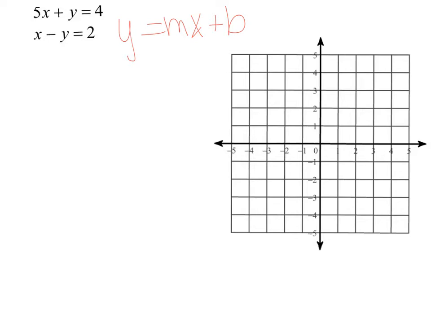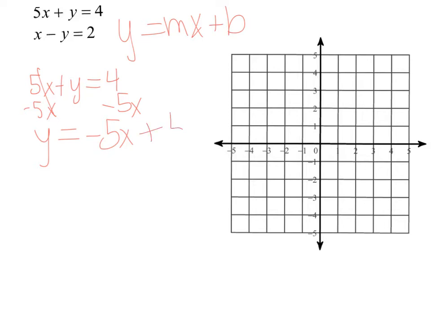So for the first one, I have 5x plus y is equal to 4. This one isn't too hard. All I have to do is subtract the 5x from both sides. So I get y equals, and then remember I want the x to come first, so I'm going to take my negative 5x here. That'll be my first term. And then a positive 4, so y equals negative 5x plus 4.